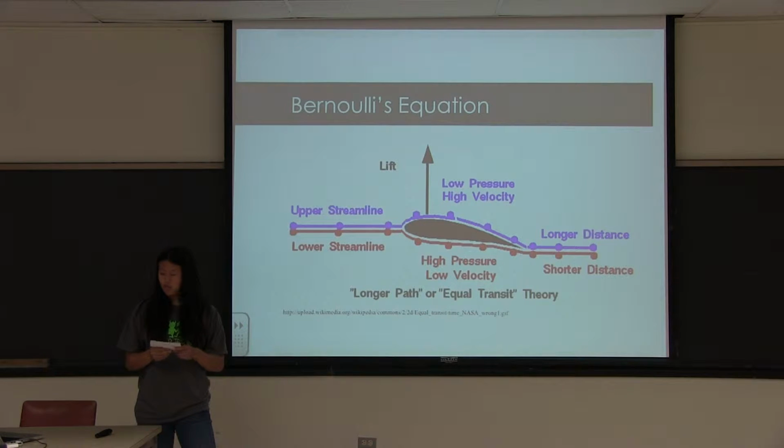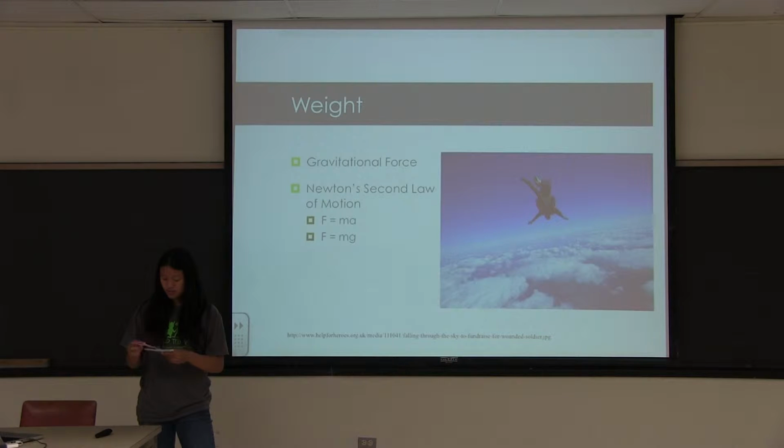When air flows over the curved surface of the wing, air is forced to move faster, so the pressure is lower on the top of the wing, and the air moves slower on the bottom, so the velocity is slower. Therefore, the pressure is higher.